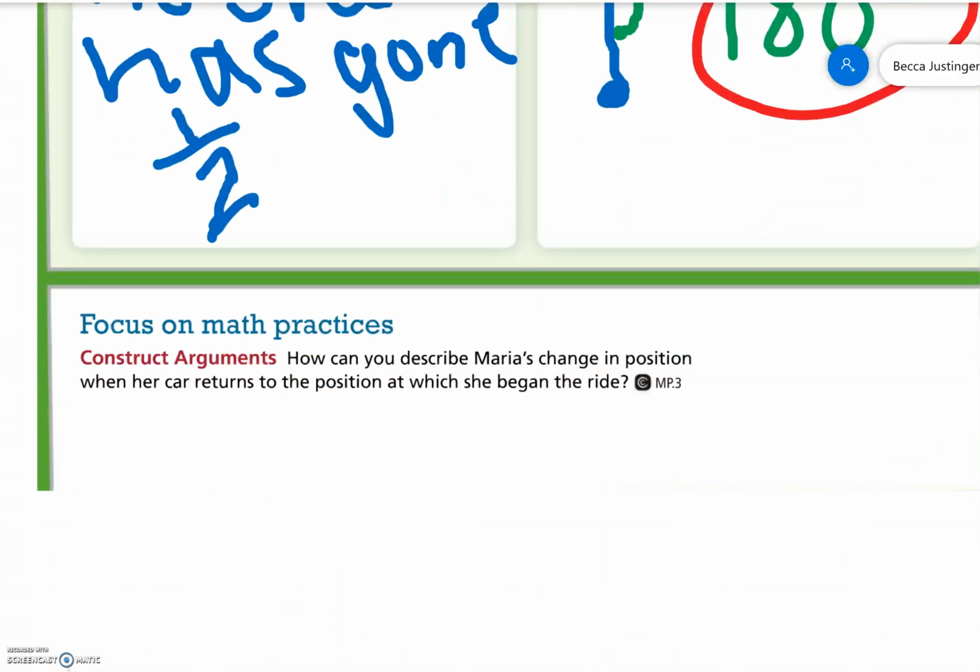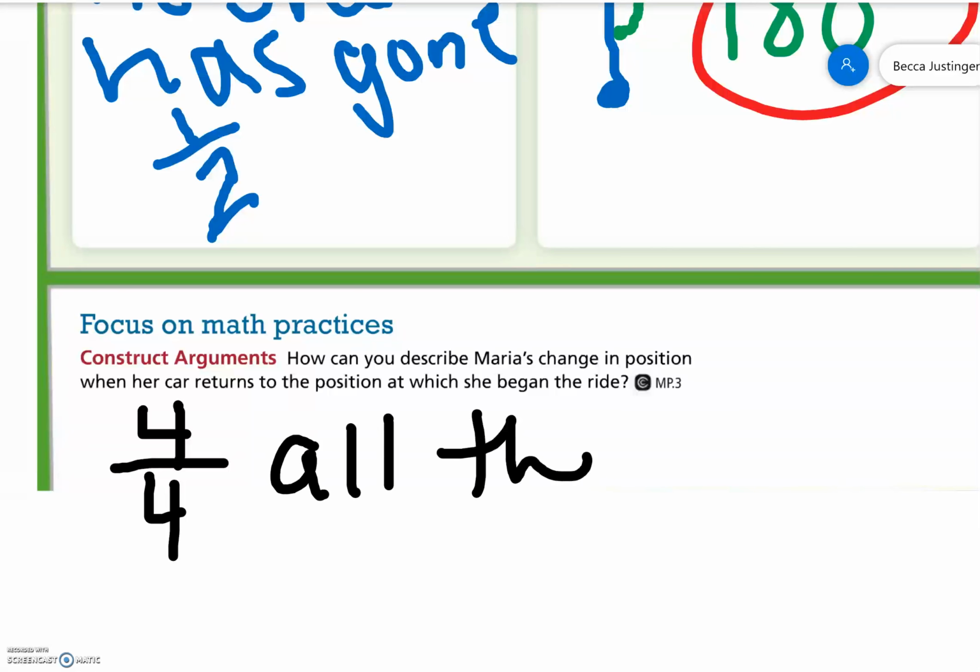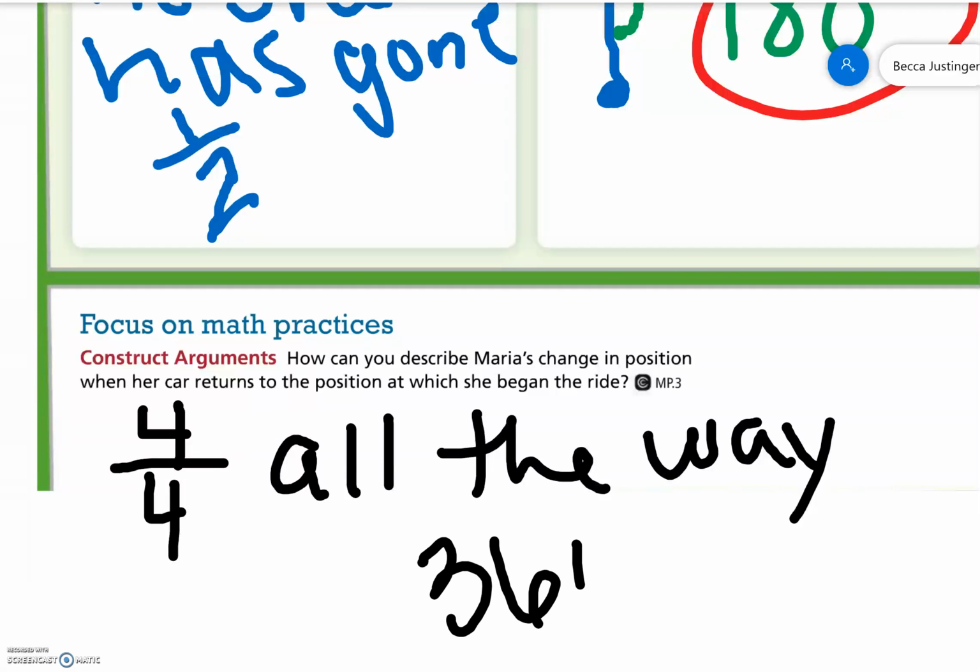Focus on math practices. How can you describe Maria's change in position when her car returns to the position when she began the ride? Well, she would have gone 4 out of 4 around, all the way around. Or we could say she went a total of 360 degrees.